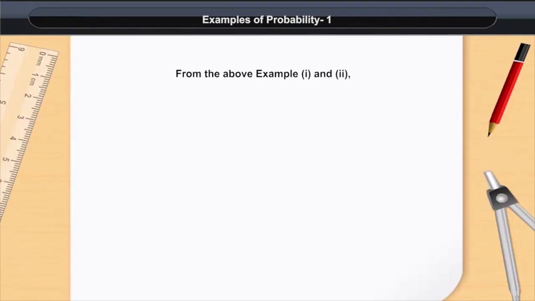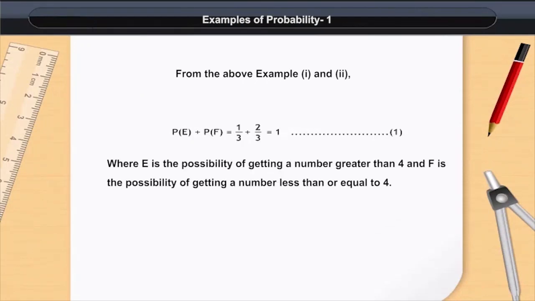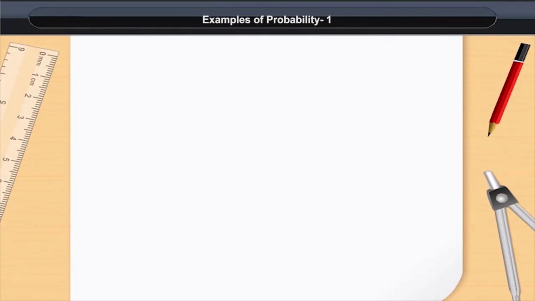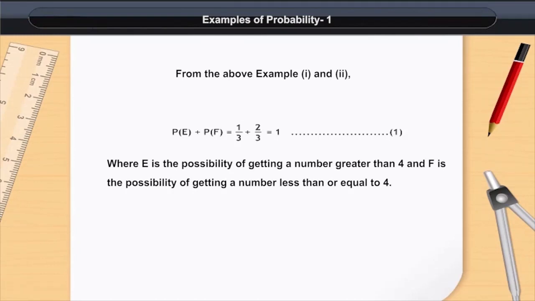From the above examples 1 and 2, we get P(E) + P(F) = 1/3 + 2/3 = 1. Equation 1, where E is the event of getting a number greater than 4 and F is the event of getting a number less than or equal to 4.